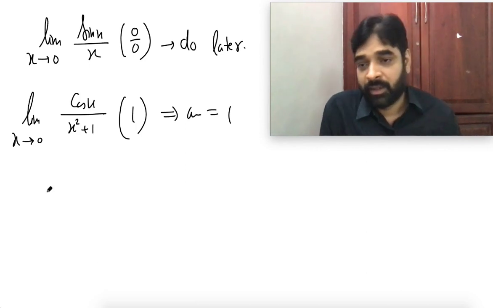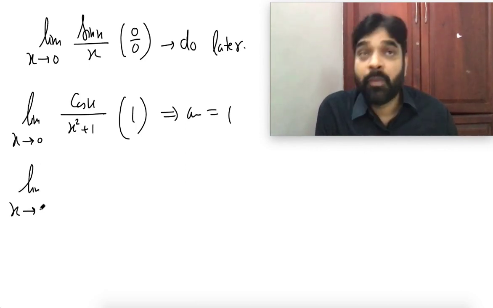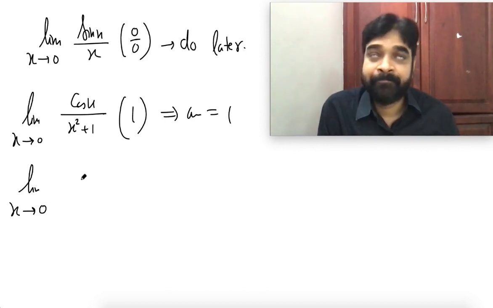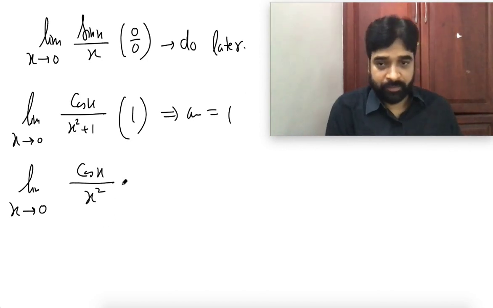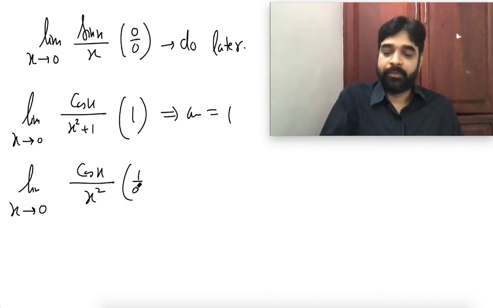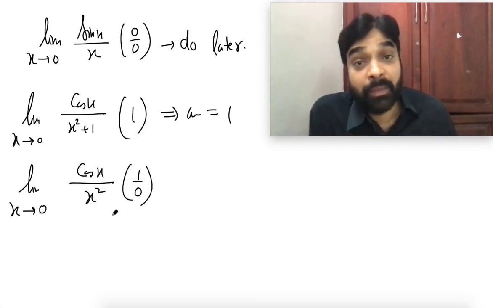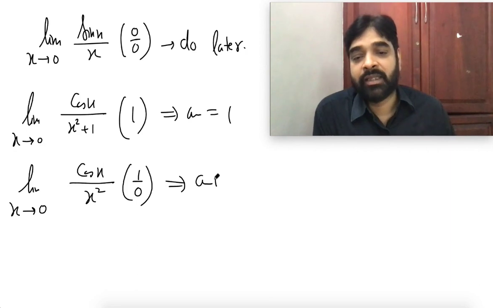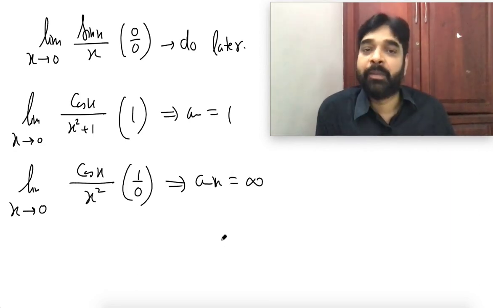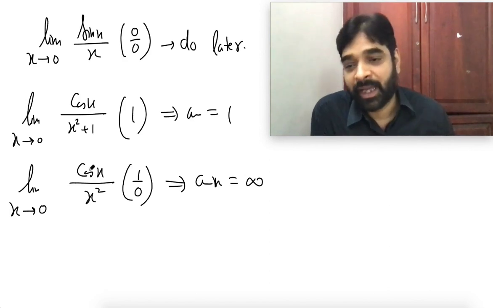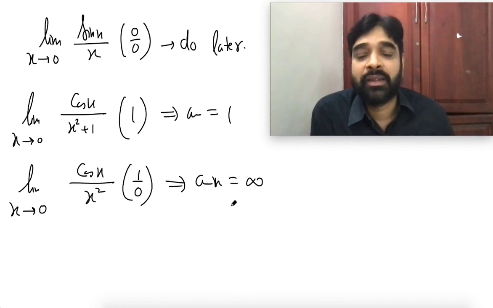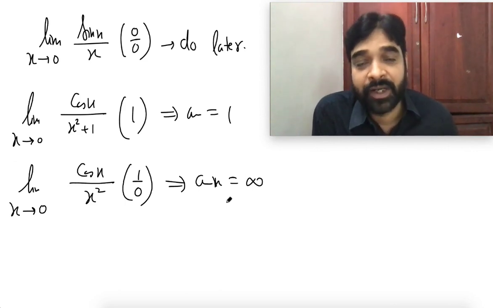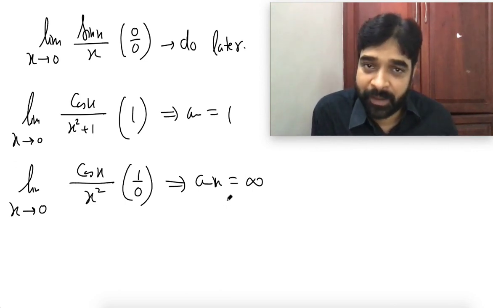Have you understood? Suppose somebody says limit x approaches 0, cos x by x square. What is the form? 1 by 0. The form is 1 by 0. So the answer will be what? The answer will be infinity. Why not minus infinity, sir? Brother, near 0, cos x is positive and x square is also positive, so a positive number only will come, no? So plus infinity will come. Is it clear? So the answer will be infinity.